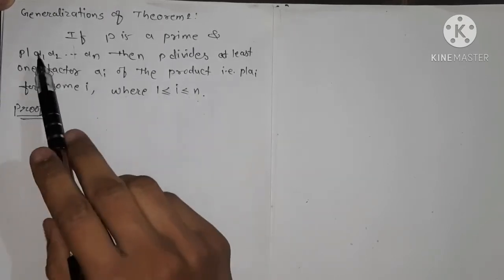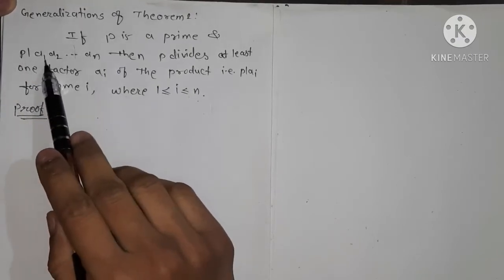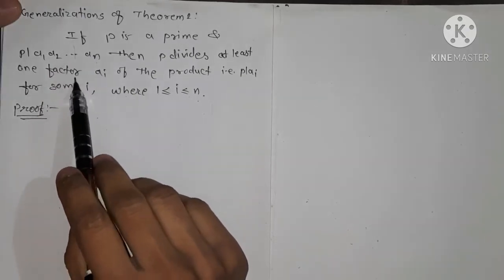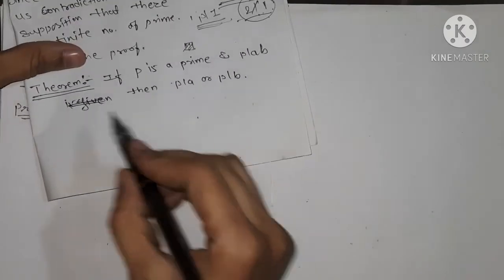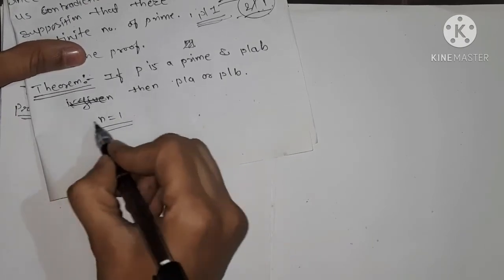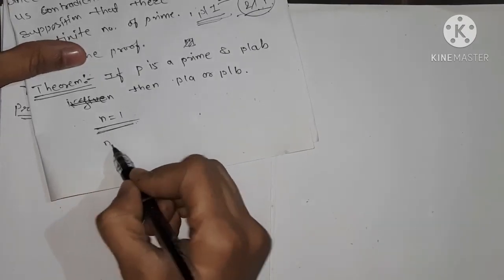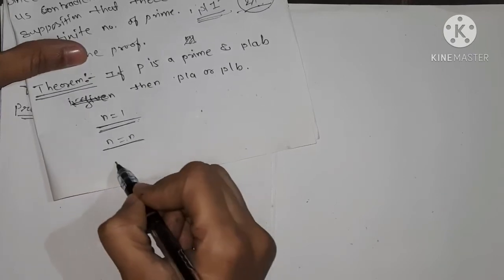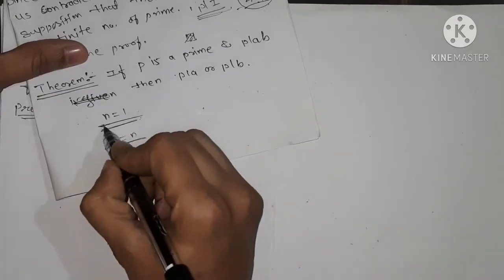Okay, so we have to prove that if P is dividing the product, then P is dividing at least one of the factors from this product, right? Now to prove this, we prove this theorem by the method of induction. What the method of induction says is that we prove the theorem for n equals to 1, and we suppose that the theorem is true for finite n, and we prove that it is true for n plus 1.